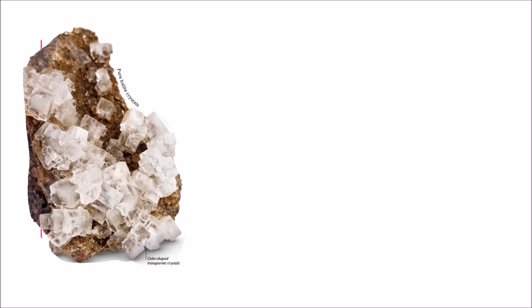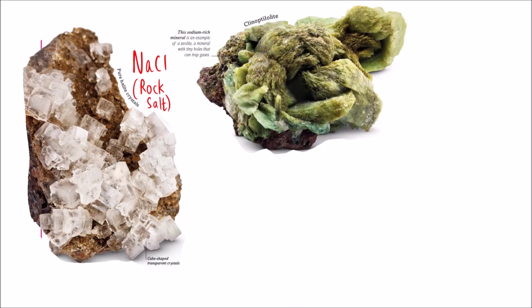Okay, so the first structure that you can see here is pure halide crystals, that is nothing but sodium chloride, or we also call this rock salt. By purifying rock salt we can get sodium. The other mineral from which we can get sodium is called clinoptilolite, another mineral which is a zeolite.